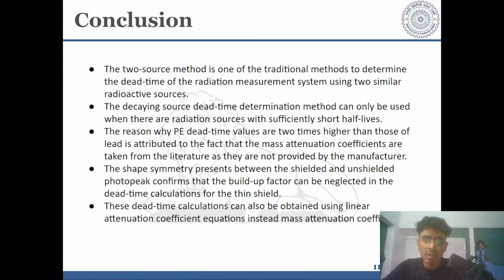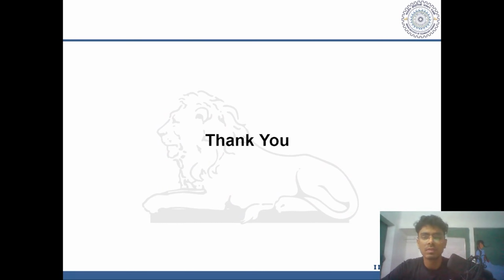The shape symmetry present between the shielded and unshielded photopeak confirms that the buildup factor can be neglected in the dead time calculation for the thin shield. And this buildup factor plays a role when we take a thick absorber. But in this experiment, we took a very thin absorber, so the buildup factor was taken as 1. The dead time calculation can also be obtained using linear attenuation coefficient equations instead of mass attenuation constant. So this brings us to the end of this presentation.